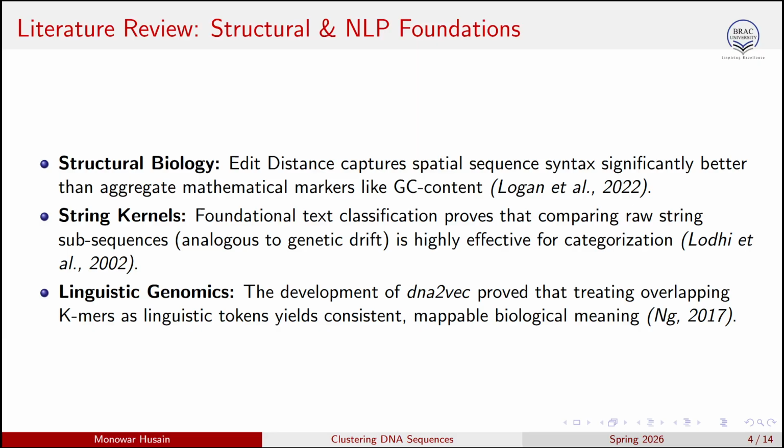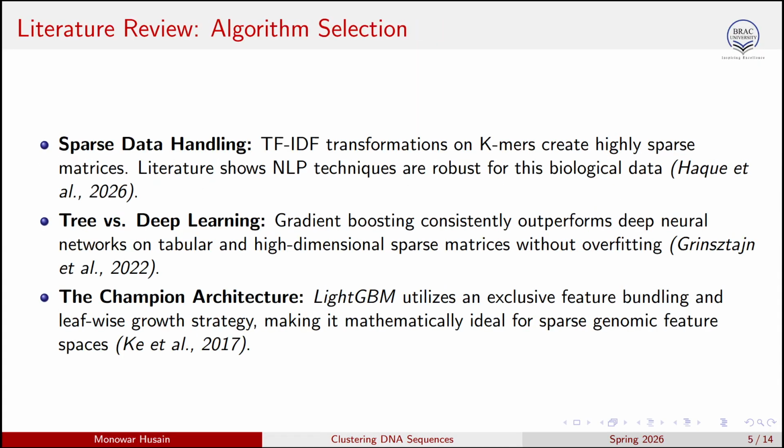And finally, Ng's incredible DNA2Vec research proved that if you chop DNA into overlapping pieces called k-mers, you can treat them exactly like linguistic tokens in natural language processing, NLP, and they will yield consistent, mappable biological meaning. With the NLP foundation set, I had to figure out which algorithm to actually use.